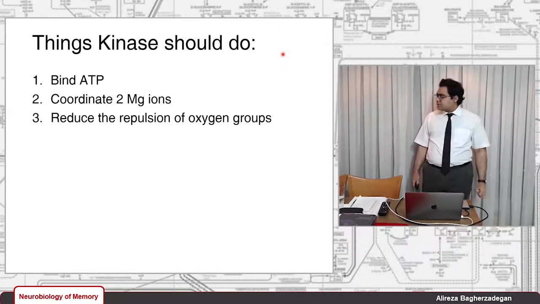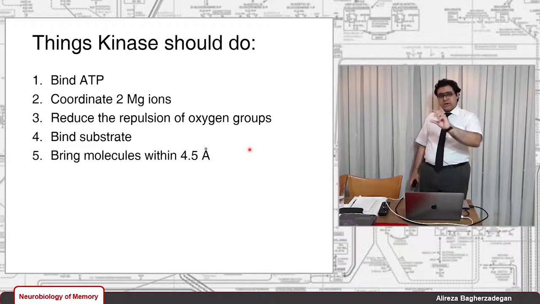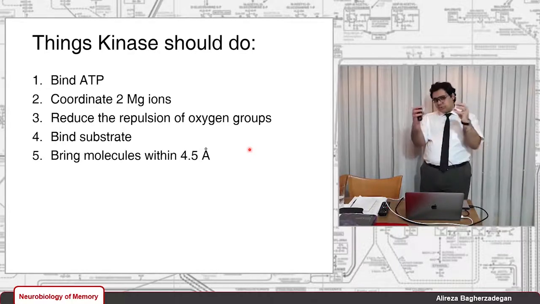It should reduce the repulsion of some oxygen groups of the substrate. It should bind to the substrate. It should bring the nucleophile and the electrophile within the 4.5 angstroms. This range, 4.5 angstroms, is very important.